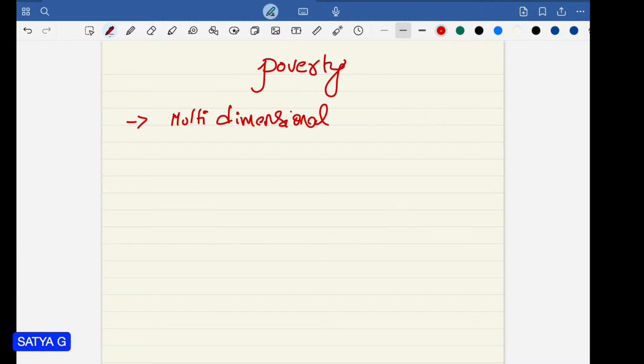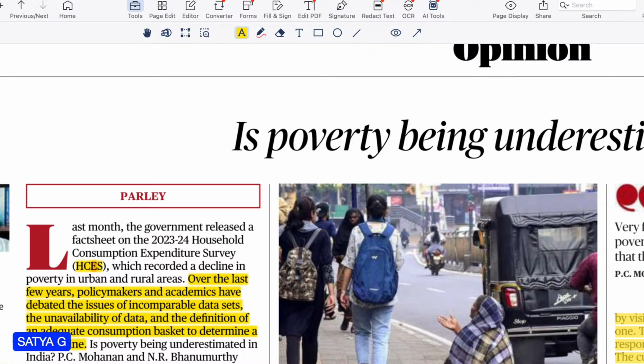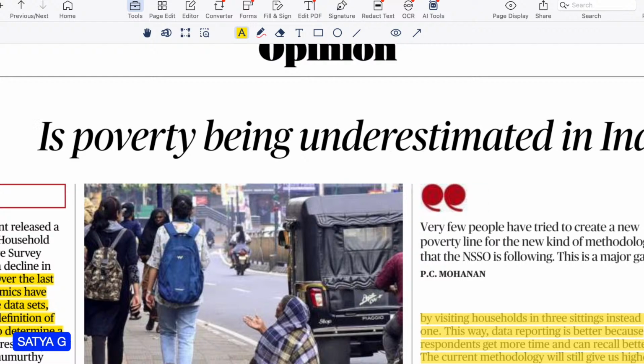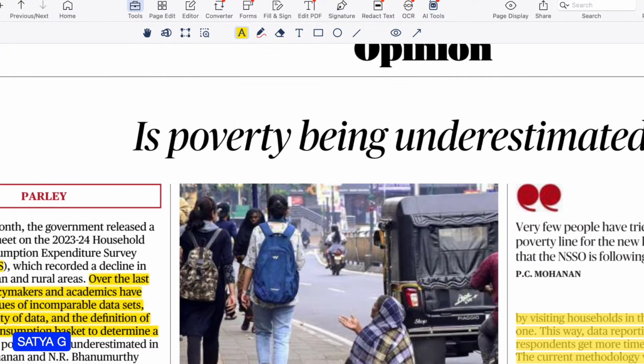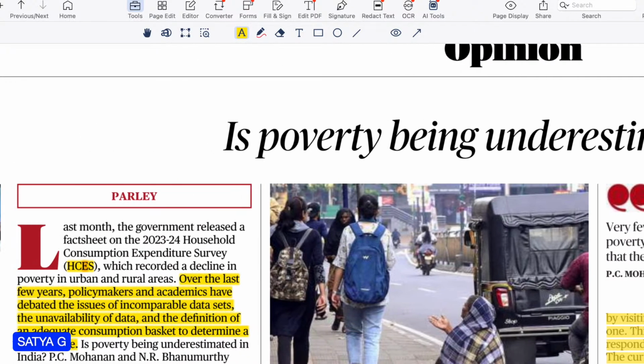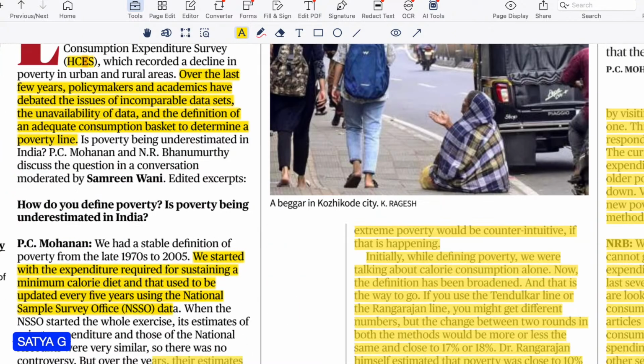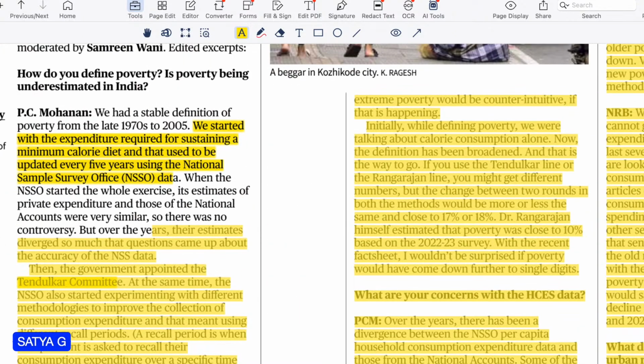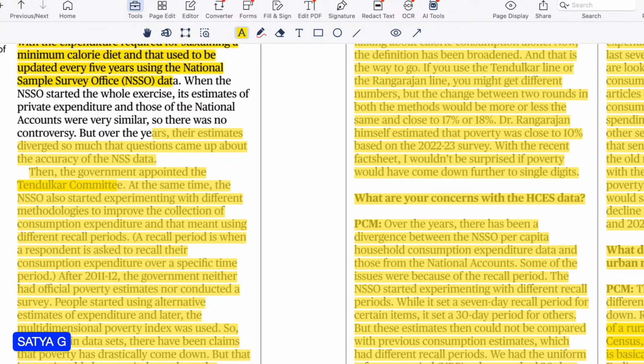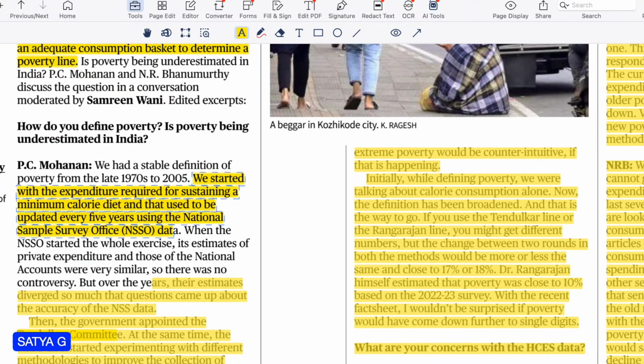So, let me share the things, right? This is the article published on Friday, which means yesterday. If you observe, it asks: is poverty being underestimated in India? They are mentioning that they did some survey, and that survey they are talking about in the form of Q&A, right? So there is a way of reading this type of Q&As.